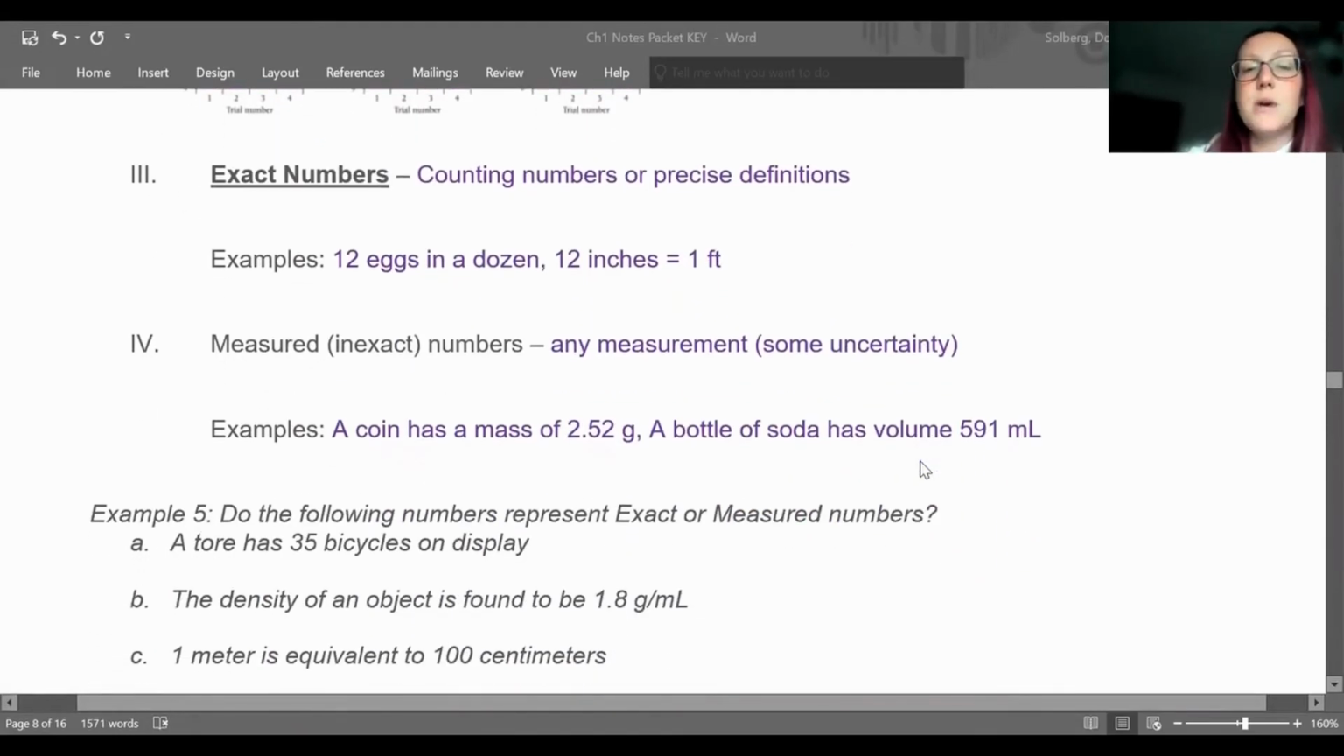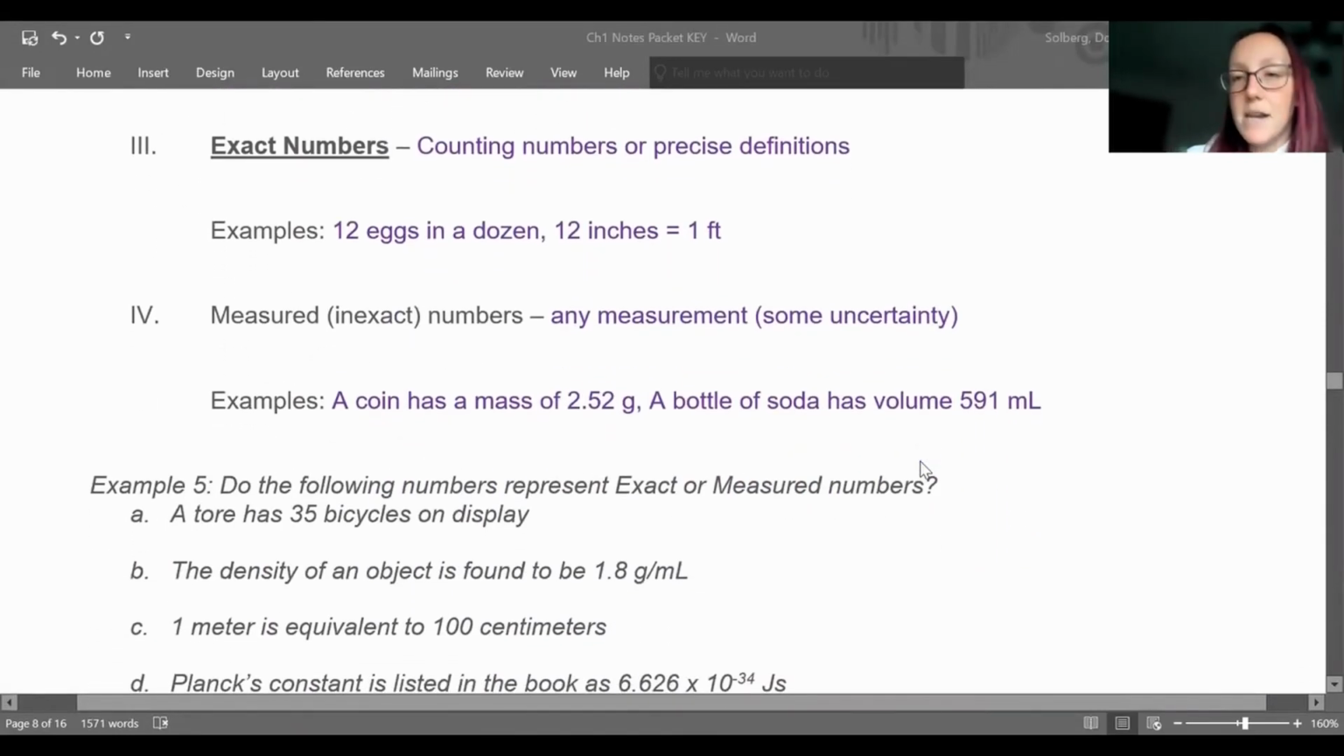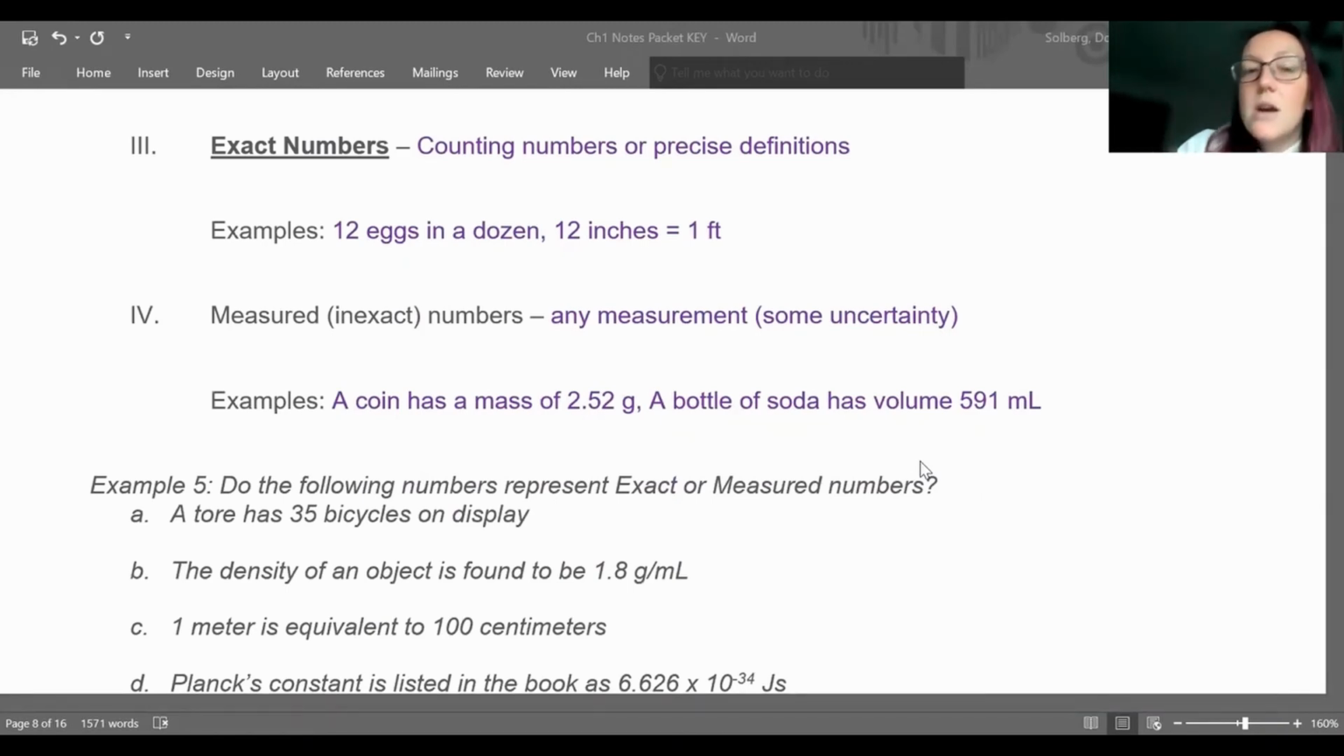Okay, on to numbers. So exact numbers. These are numbers that we know 100% for certain. That would be anything you count, right? Counting numbers. If I can actually count the fingers on my hand, I have 5. That is an exact number. That is not any estimation whatsoever.